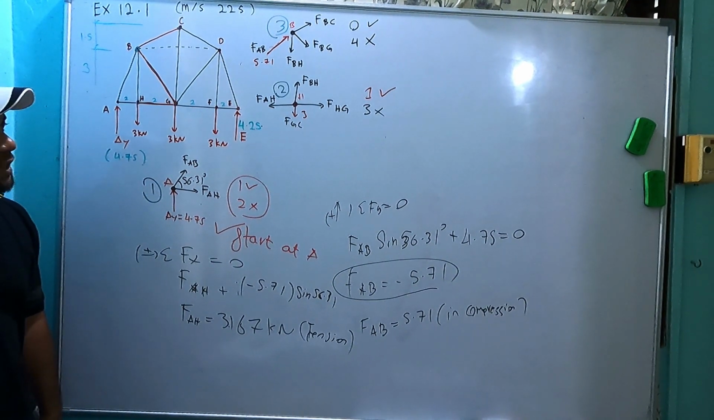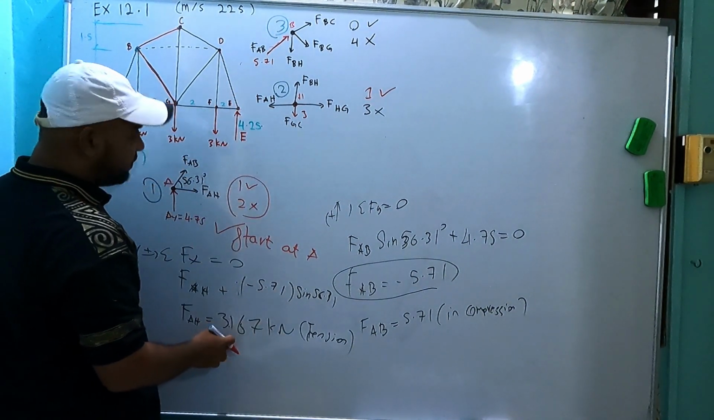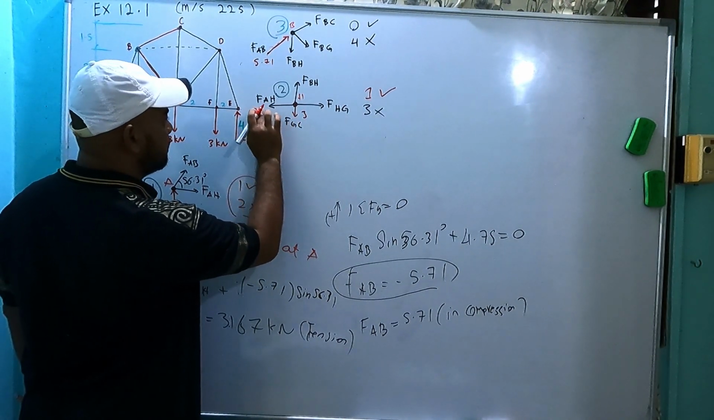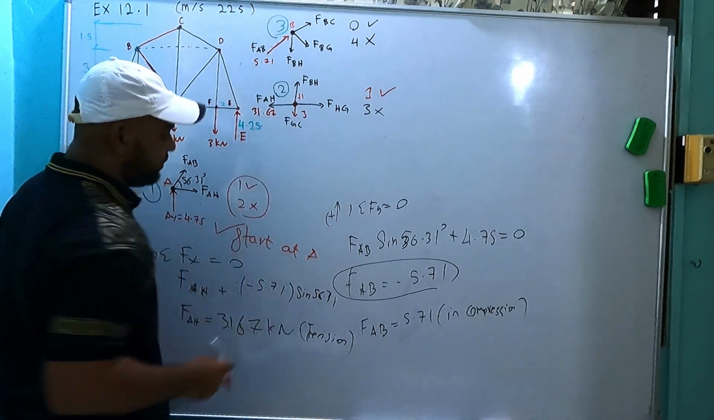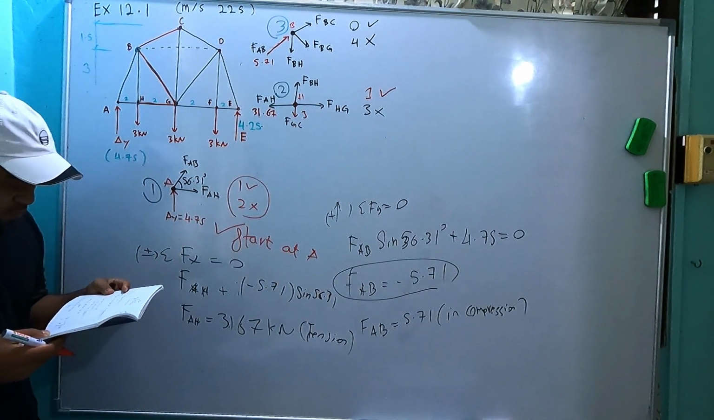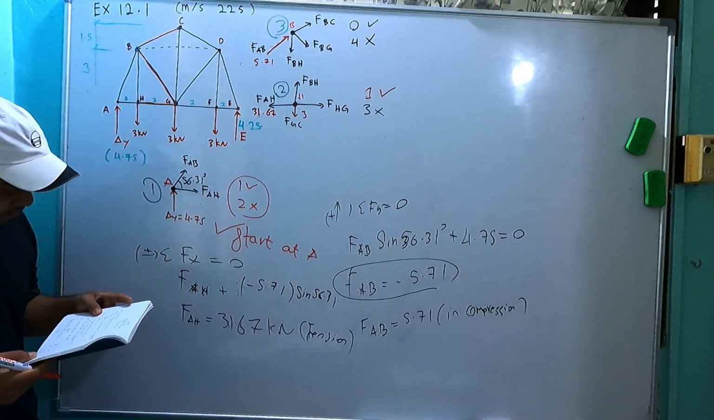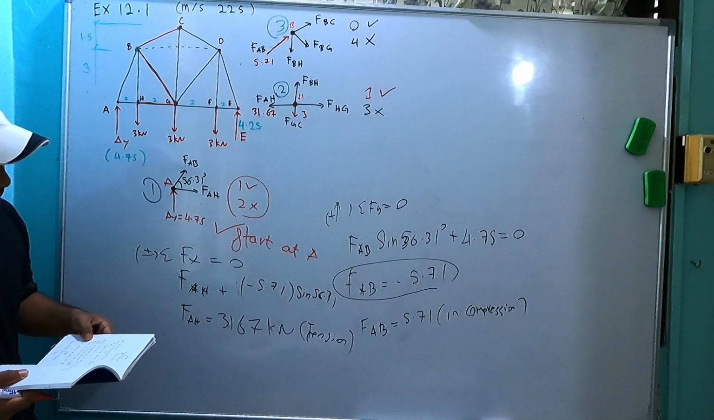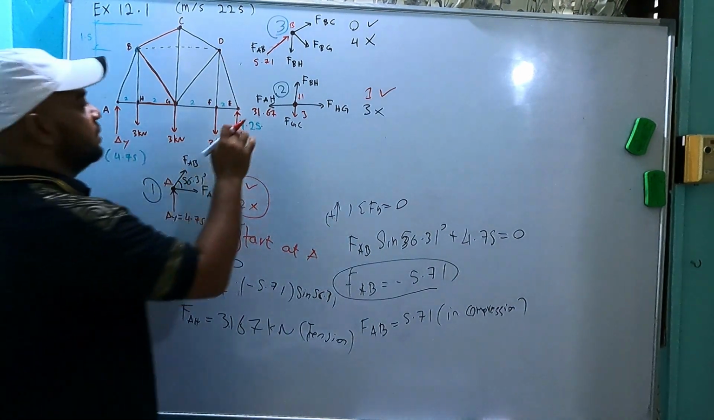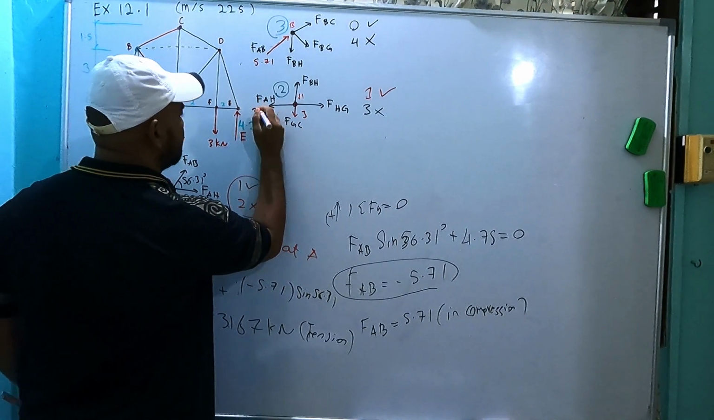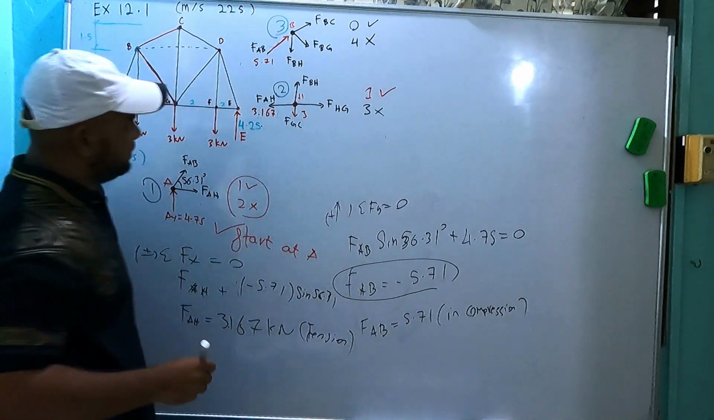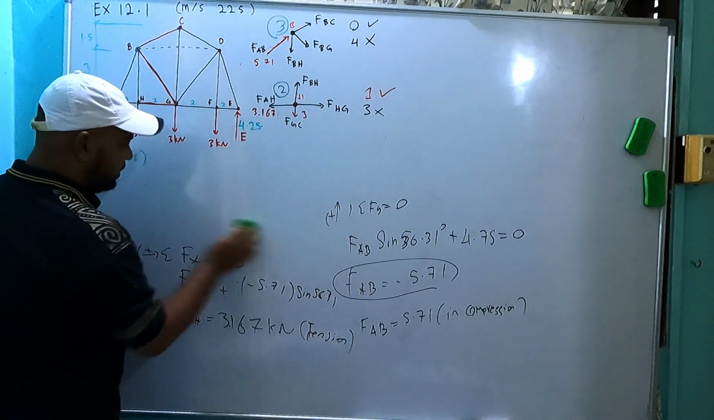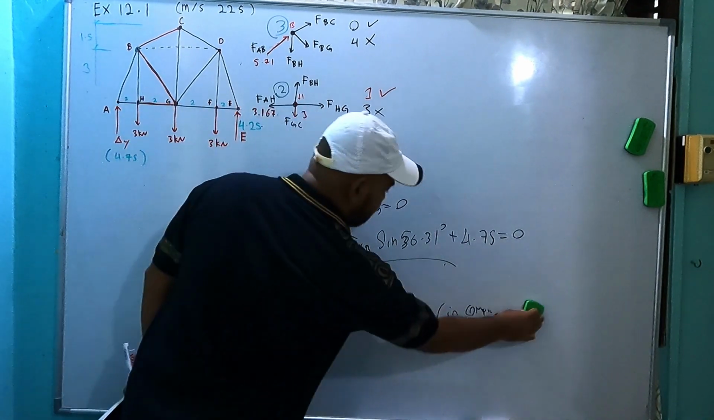Okay, so 5.71. Here is already same. FAH 56.31. 3.167. So I have FAB 5.71 and 3.167. Okay, so this one I can eliminate. I can erase this one. We can concentrate on the other part.